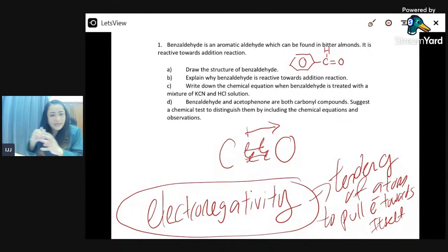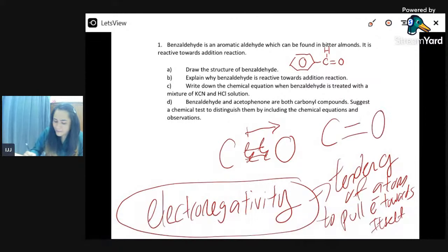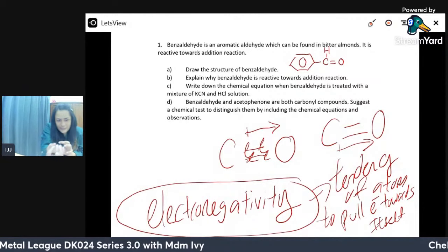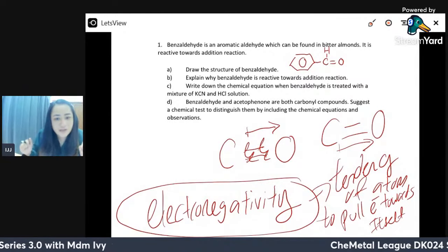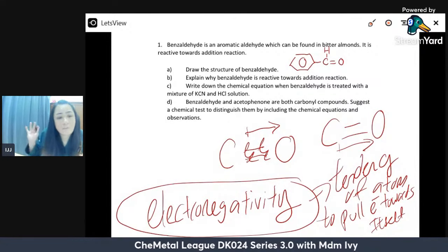Kenapa itu elektron lebih dekat dengan oksigen? Sebab oxygen is more electronegative than carbon. Because oxygen is more electronegative than carbon, oksigen tu dia tarik tu elektron lebih dekat dengan dia. So you can say the electron cloud is lebih dekat dengan oksigen. Kenapa? Sebab electronegativity oksigen lagi tinggi. So that's why you say that this carbonyl functional group is polar.